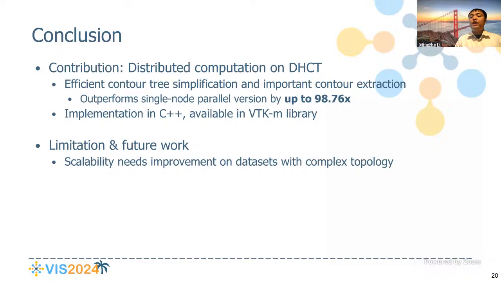In conclusion, we propose distributed computation on the distributed hierarchical contour tree to enable efficient contour tree simplification and important contour extraction. The improvement over the single-node parallel implementation is significant by up to 98 times. In the future, we plan to improve the scalability of our work on datasets with complex topology.